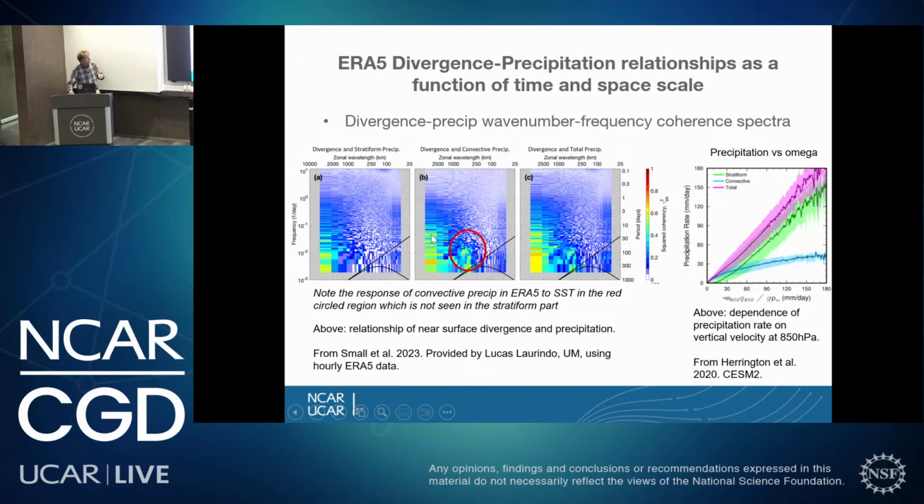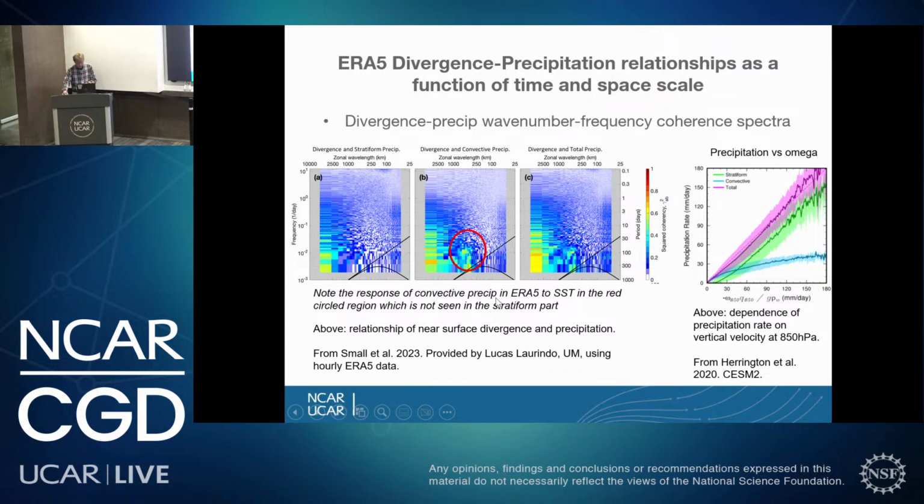Here, this is low wave number, not so much affected by the SST. So if you look in this region here, you see a signal in convective precipitation. If you look in the same region of stratiform precipitation, it is not there. The whites mean near zero. So we only see this response of precipitation to near-surface divergence in the convective part.